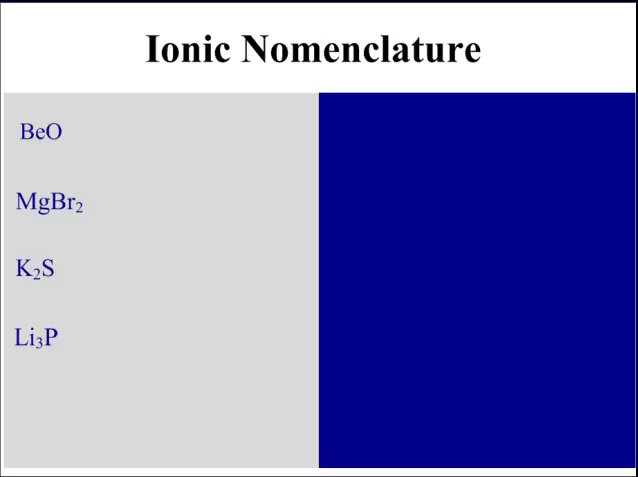Try naming these examples. These are straightforward. You only need the names and the IDE endings right now. So BeO becomes beryllium oxide.